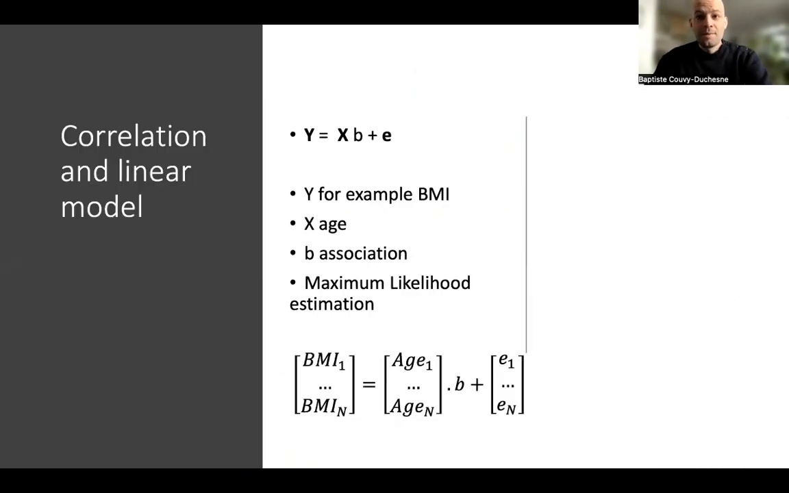So let's start with the simplest model of all, a simple linear model with a single predictor X. Y is our variable of interest, let's assume BMI for the sake of the example. X is age, for example, and B is the association we're interested in between age and BMI. We can estimate it using maximum likelihood estimation, and then the model looks like this at the bottom.